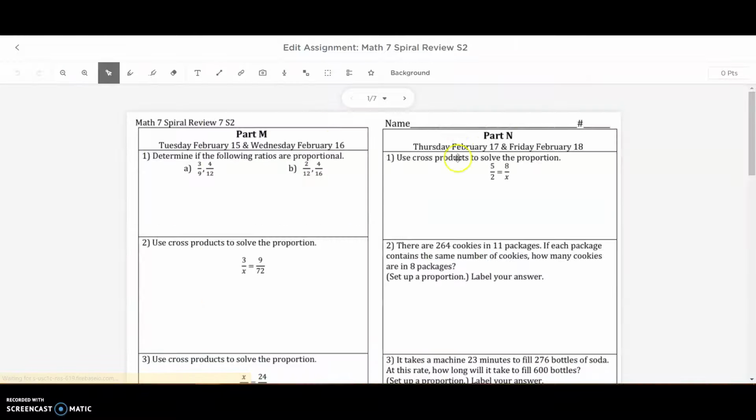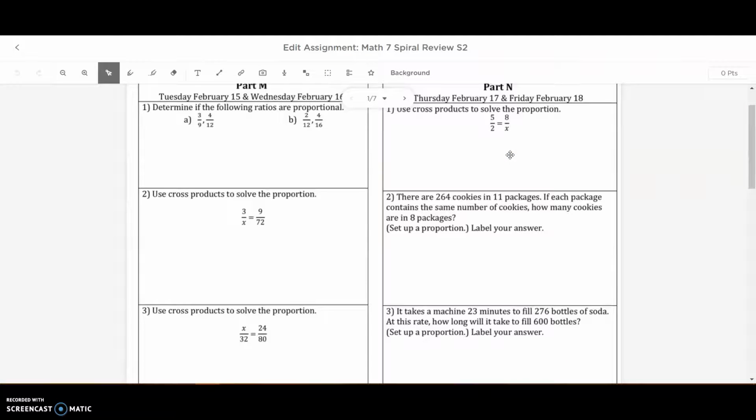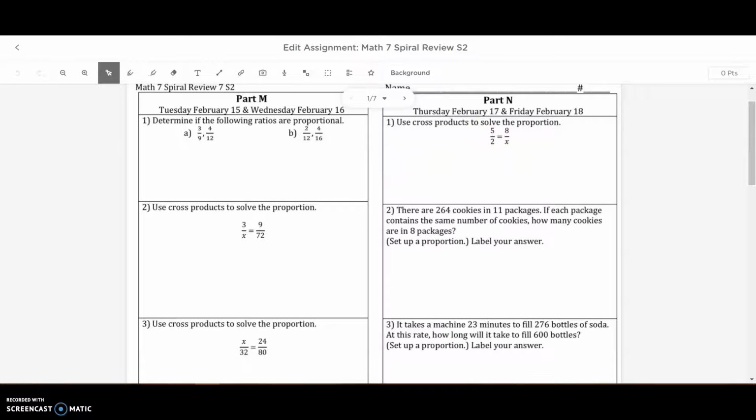We're on part N, so we're doing this over here. You're going to do all 3 of these problems. If you forget how to do these story problems, look back at your notes. We have 9A word problem notes that talk you through the 3 steps that we need to do these 2 story problems. Then to do number 1, you just do your cross product.